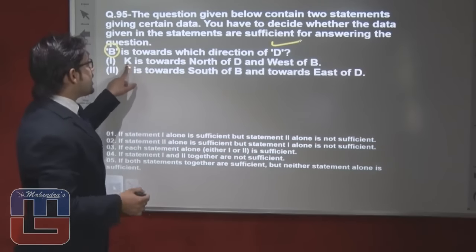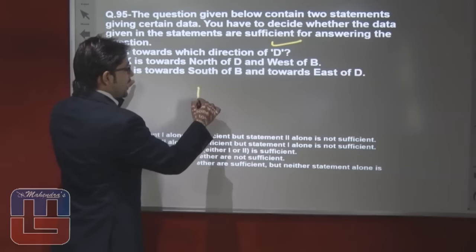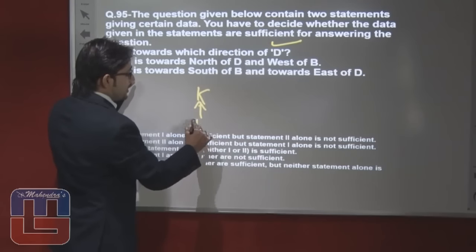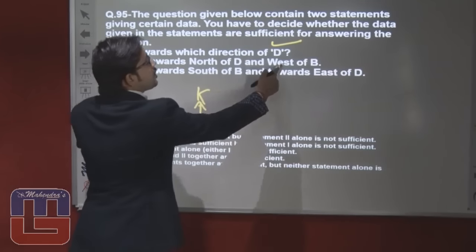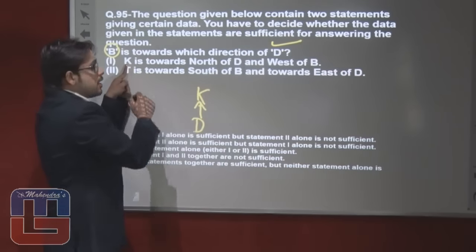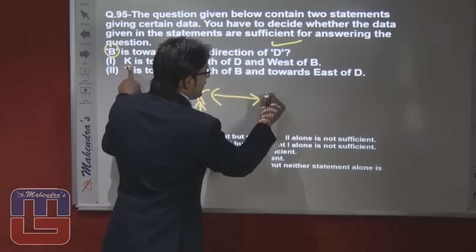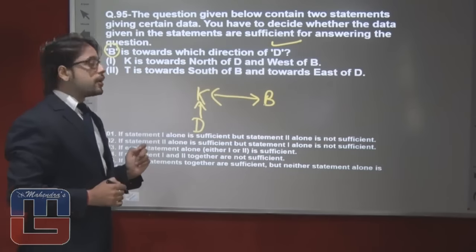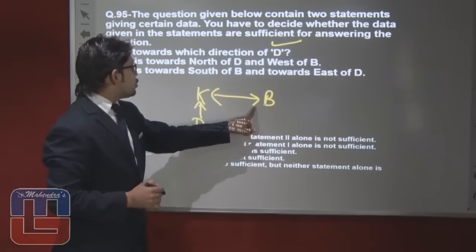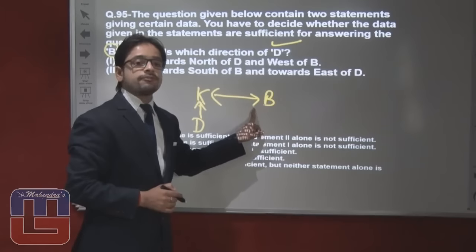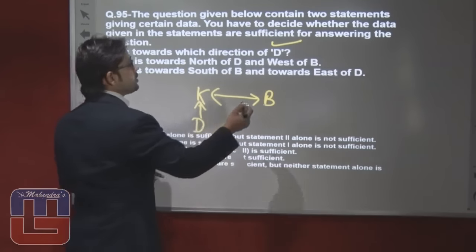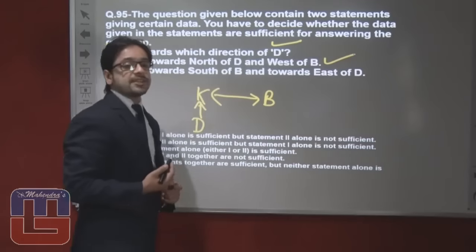First statement is saying K is towards north of D. K is north of D and west of B. It means K is west of B. Now we can easily conclude that B is towards northeast of D. So the first statement is sufficient for answering the question.